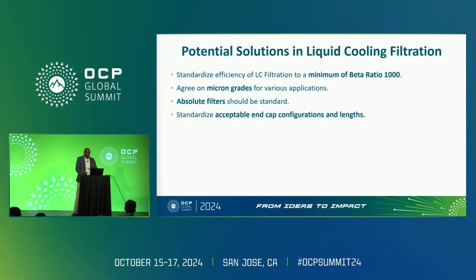All right, so maybe going to beta ratio 5,000 may be a bit of a stretch and a bridge too far to go from having no standards. So maybe looking at beta ratio 1,000, meaning for every 1,000 particles upstream, only one particle makes it downstream. I would also encourage the industry to adopt SOE, single open-ended end caps, due to how critical the application is. Having that single open-ended end cap will reduce the risk of bypass.